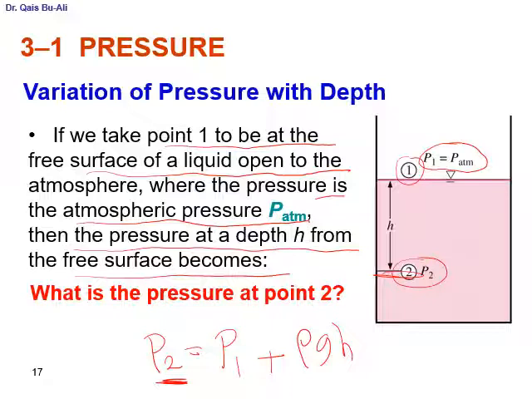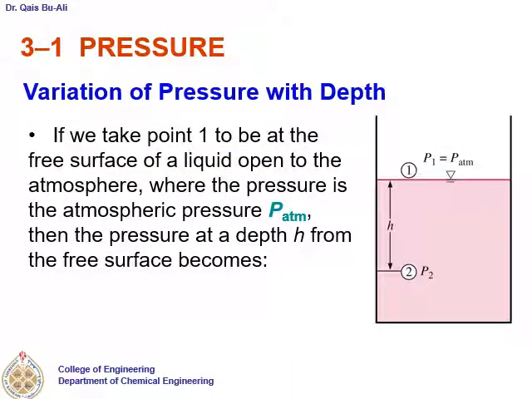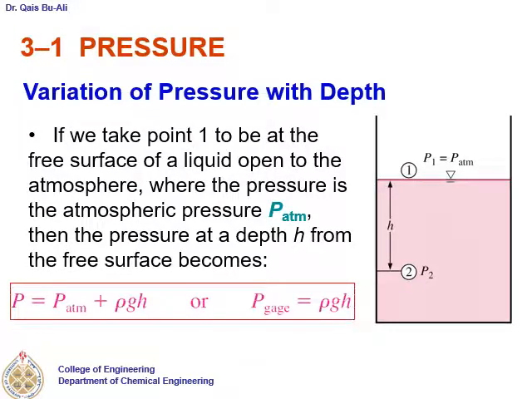If I ask you, what is, for example, P2 gauge? If I ask what's P2 gauge, then the atmospheric term will be equal to 0. So P2 gauge is equal to rho g h, without considering the atmospheric pressure. Okay, so this is the answer. This is what I have just talked about. So P is equal to P atmospheric plus rho g h, and here P gauge is equal to just rho g h.